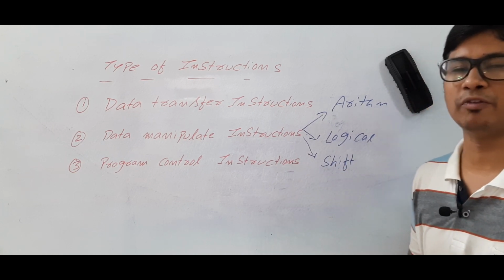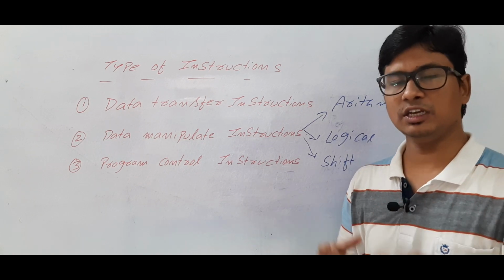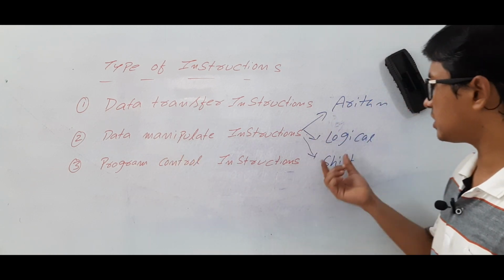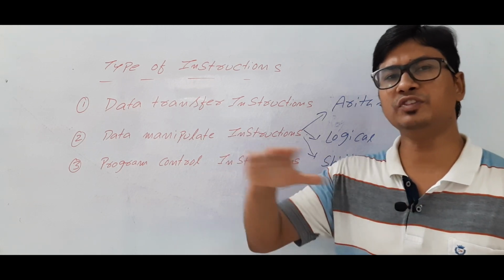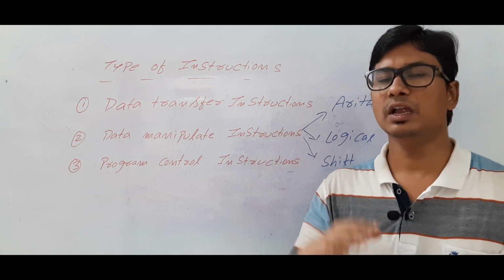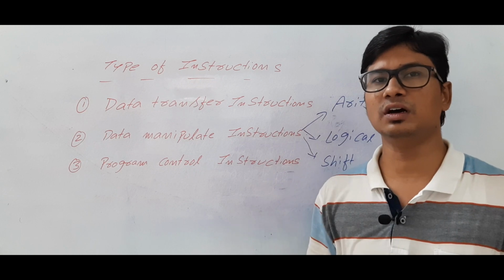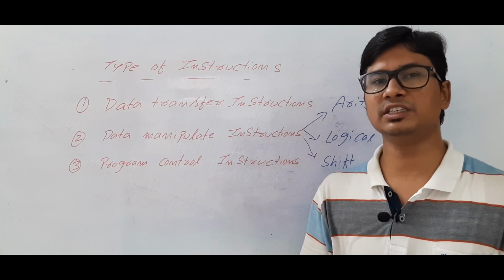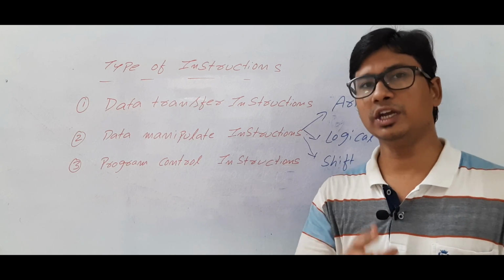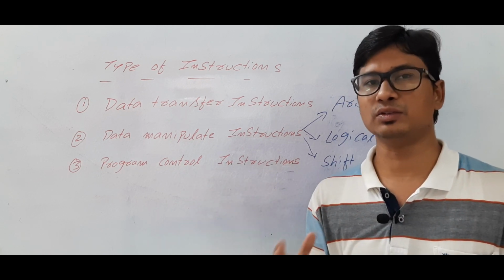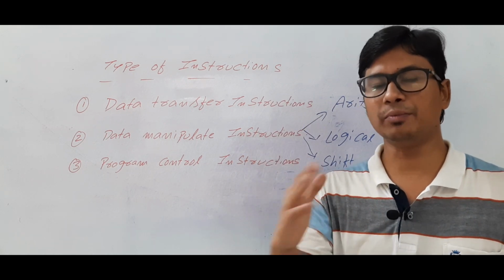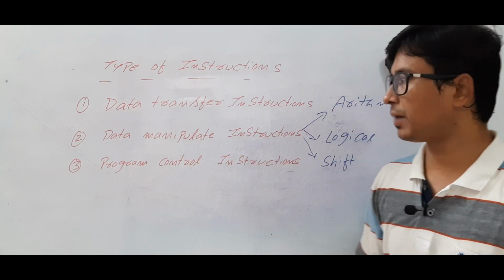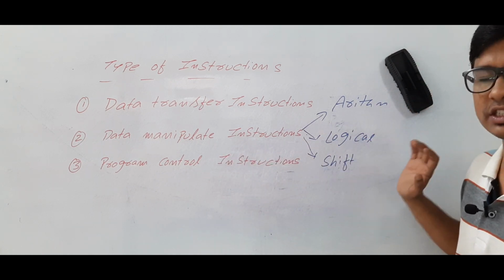Logical instructions will perform logical operations. If you have studied the C programming language, you would have understood what logical operations and arithmetic operations are. Now let me discuss shift operations. Sometimes you have to shift the bits by one bit towards the left or towards the right. We have several types of shift operations: logical left shift, logical right shift, circular left shift, circular right shift, arithmetic right shift, arithmetic left shift, and rotate through carry, rotate right through carry, and rotate left through carry. In the coming videos we will discuss all these operations in detail. So these are the data manipulate instructions: arithmetic, logical, and shift instructions.